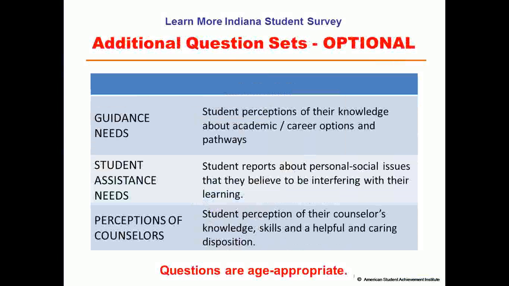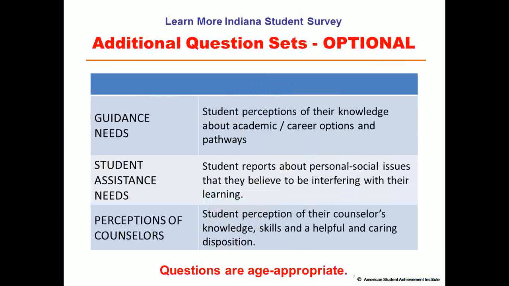And then the second set of questions that is also optional, and you can put on the survey or not put on the survey, your choice, is a list of questions about students' personal social issues which they believe to be interfering with their learning. So there's questions on there about bullying and stress and, you know, just the typical developmental stressors that could be interfering with learning. And then the last optional set of questions ask students their perceptions about their school counselor. And specifically, we're asking about their perception of their counselor's knowledge and their skills and their dispositions.